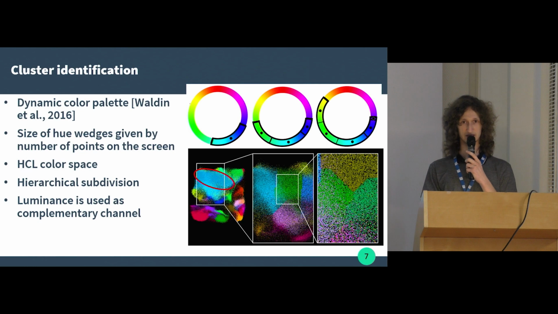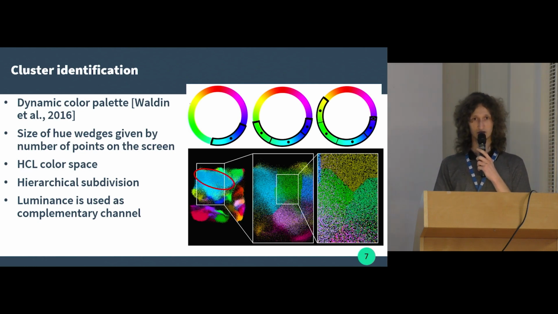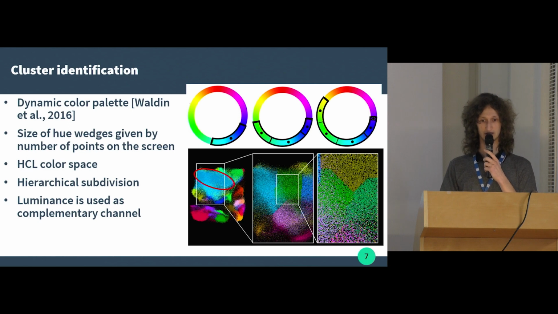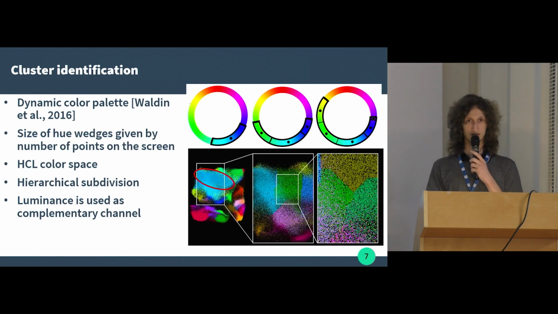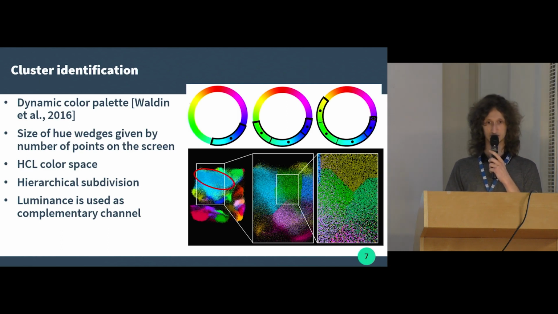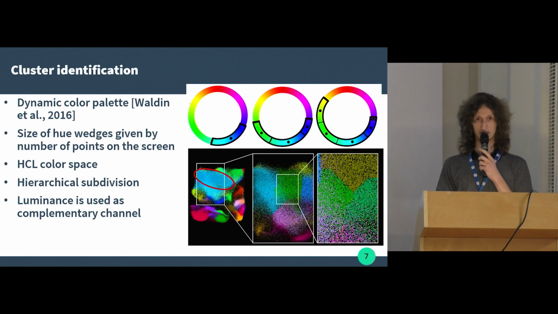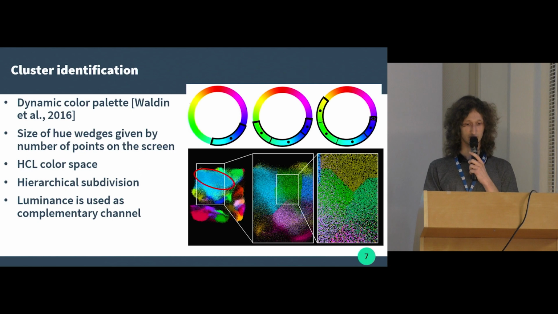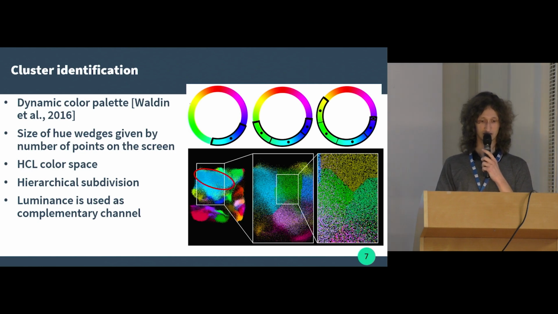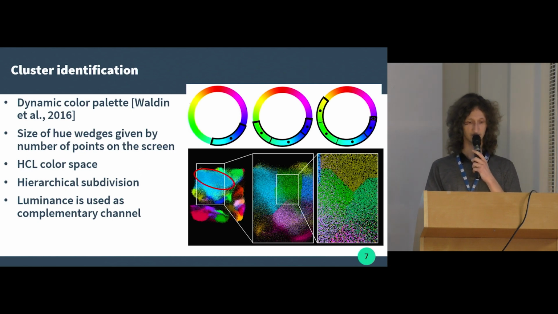So as we zoom in, some clusters leave the visualization, their points leave the visualization, causing the hue wedges to shrink while the others grow. This allows us to subdivide the grown wedges and allocate distinctive colors to subclusters. We can do this repeatedly, creating a hierarchy of wedges that mirrors the hierarchy of clusters. On the bottom image, we have a zooming process on the cluster marked by the red circle.